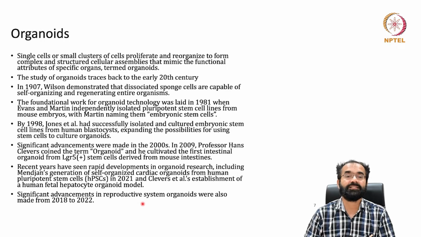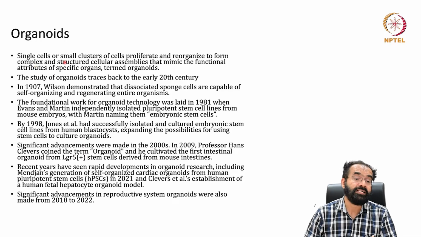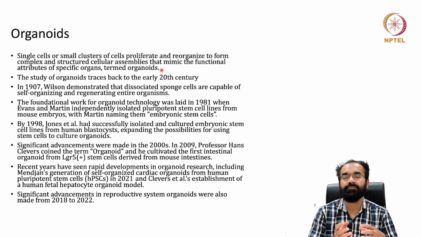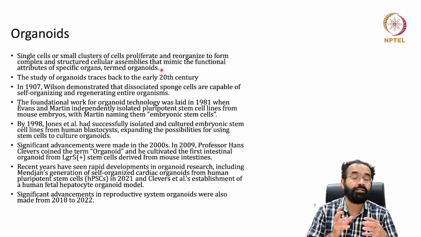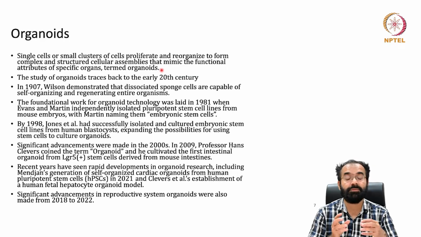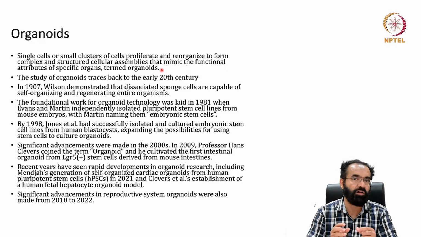Now let us see a little bit about the organoids, what is their history and how it has come up, etc. Single cells or small clusters of cells proliferate and reorganize to form complex structured cellular assemblies that mimic the functional attributes of specific organ, termed organoids. Organoids are nothing but organs itself, but they are miniature version. Like you may have seen in some house, you will have a huge guitar's miniature version or tabla's miniature version, something like that. But you imagine if they are functional also. Sometimes some miniature version will be functional also. It is just smaller in size.